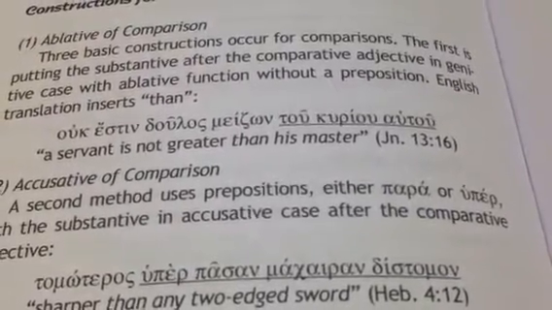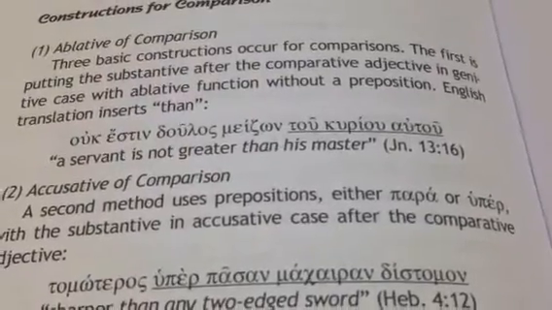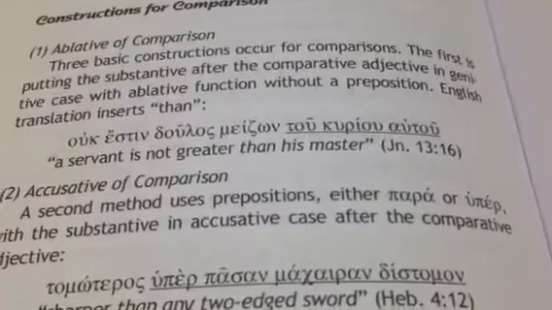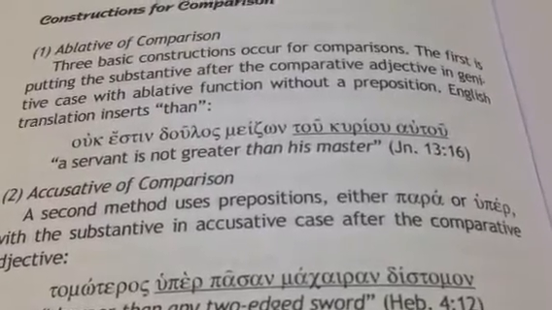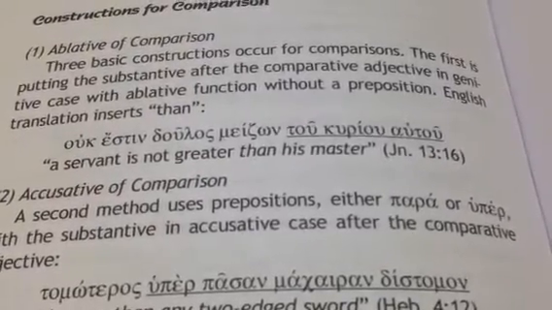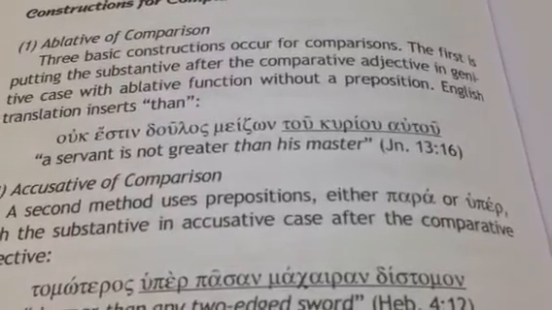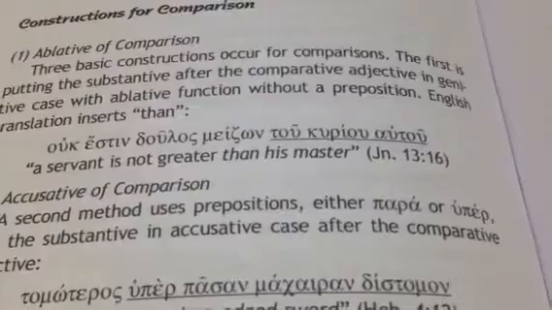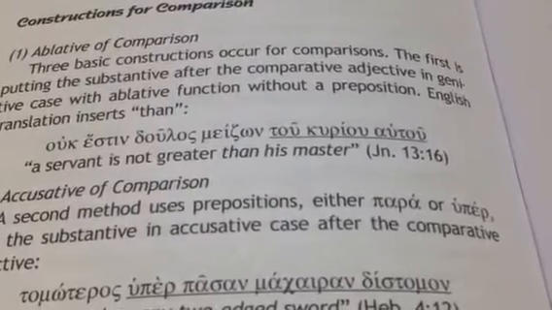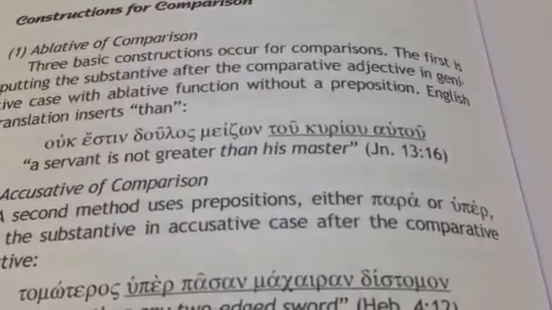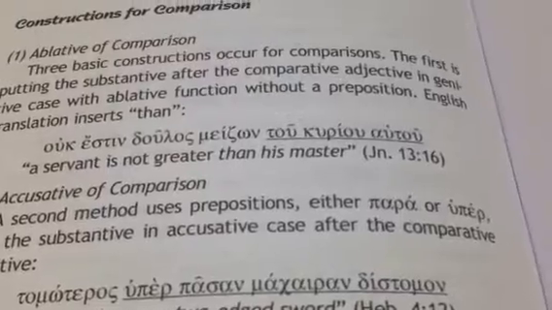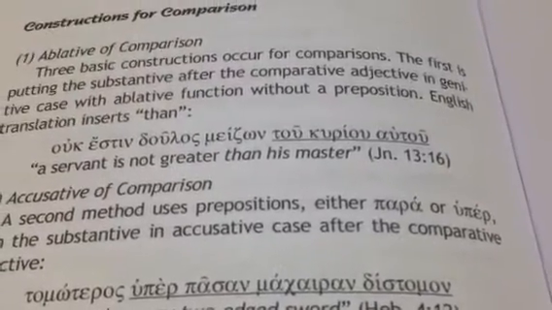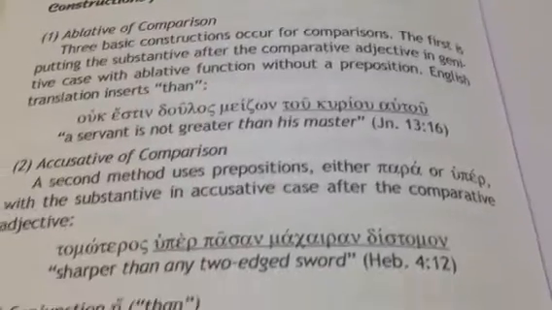It's kind of like how you recognized a relative connection, like Mary and mother. That would be Mary, the mother of. Here you see the setup. A servant is not greater, meizon. So it's set up with this idea of greater. And then it says in the genitive tou kuriou autou. And we would provide the word than because it sets it up as a comparison.